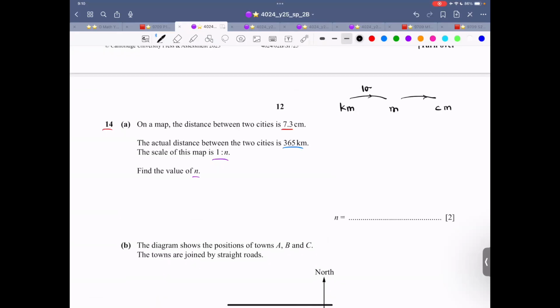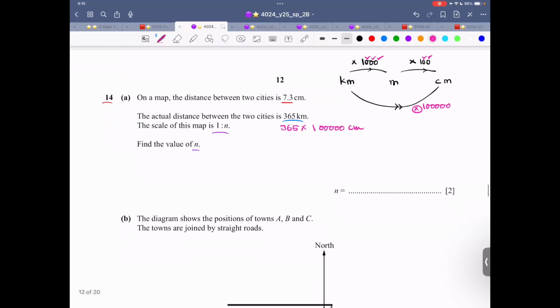Kilometer to meter, multiply with 1000. Meter to centimeter, multiply with 100. In other words, kilometer all the way to centimeter. So how many zeros we have? 1, 2, 3, 4, 5. That is 1, 2, 3, 4, 5 zeros. That is how you do the multiplication. So first of all, let me write this. That is 365 into 1, and then 1, 2, 3, 4, 5 zeros centimeter.